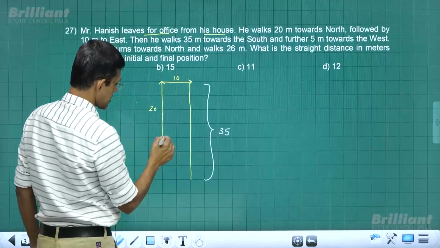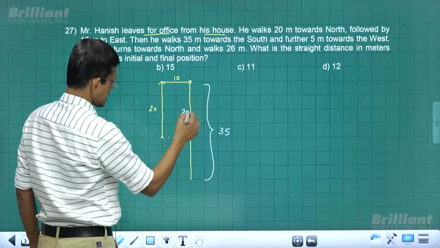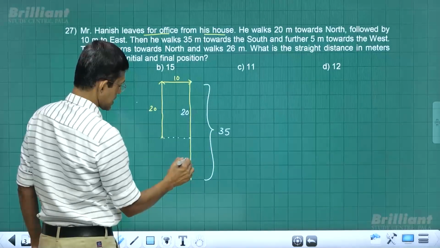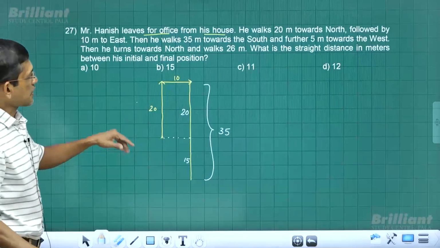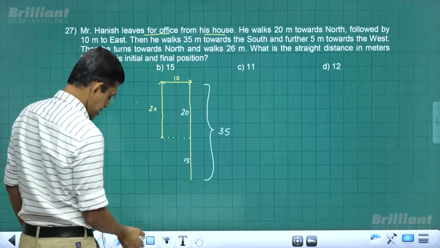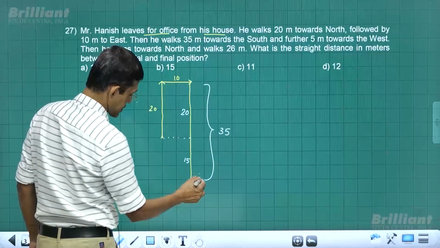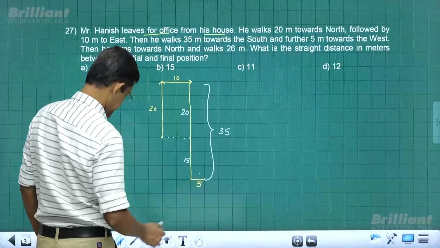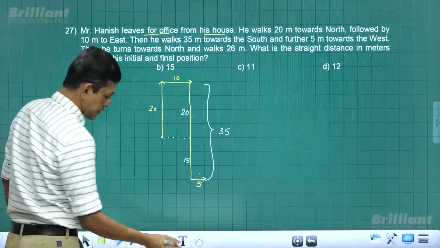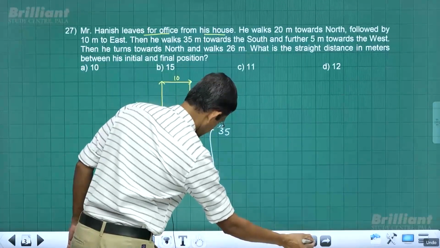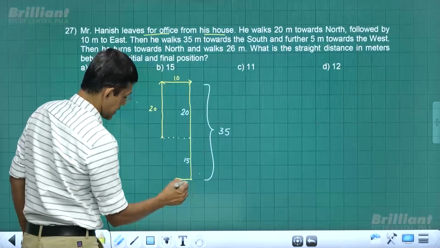At the same time, we know that up to this point, this is 20, right? So this part is 20 as well. And the balance is what? Total 35, balance is 15. Then 35 meters towards south and further 5 meters towards the west. So from this point, 5 meters towards the west. Oh, sorry, what I have marked is east. So 5 meters towards the west. This is 5.